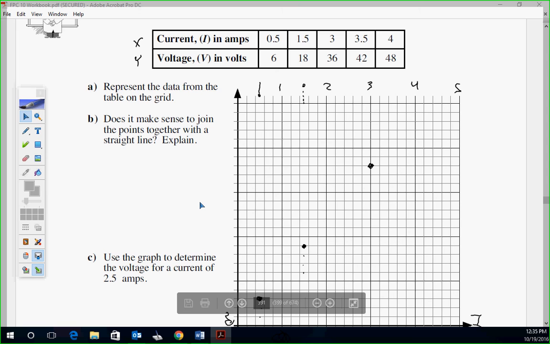Okay, 3.5 and 42. 3.5 is just a little bit over right here. 42 would just be 3 spots up. It's right there. Whoops. Right there. I hate that it does that to me. And then 4 is 48. Yeah, so 50 and 52, you guys are right. So 50 and 52 would be right there.